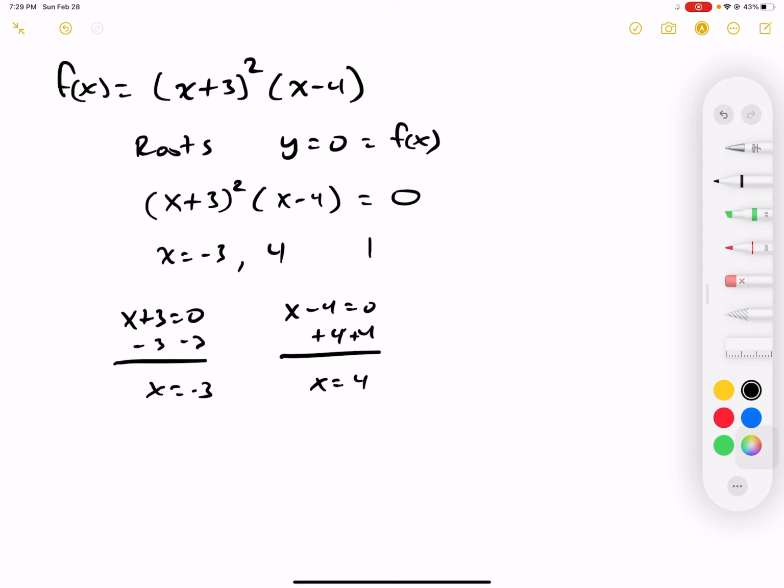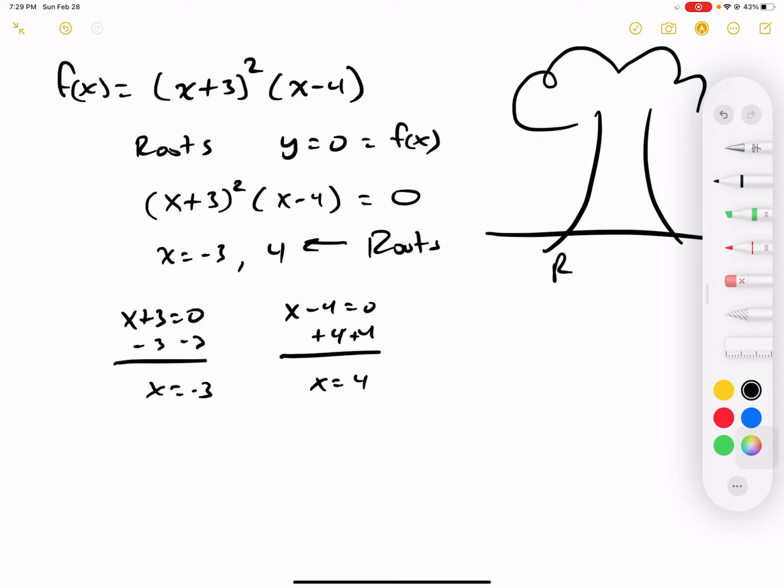So the roots are what would make the problem go to 0. Because just like the roots of a tree, the roots are where the plant touches the ground. Okay, yes, there are other roots. Yes, yes, yes. But this is a very simple idea of where we get this terminology from.